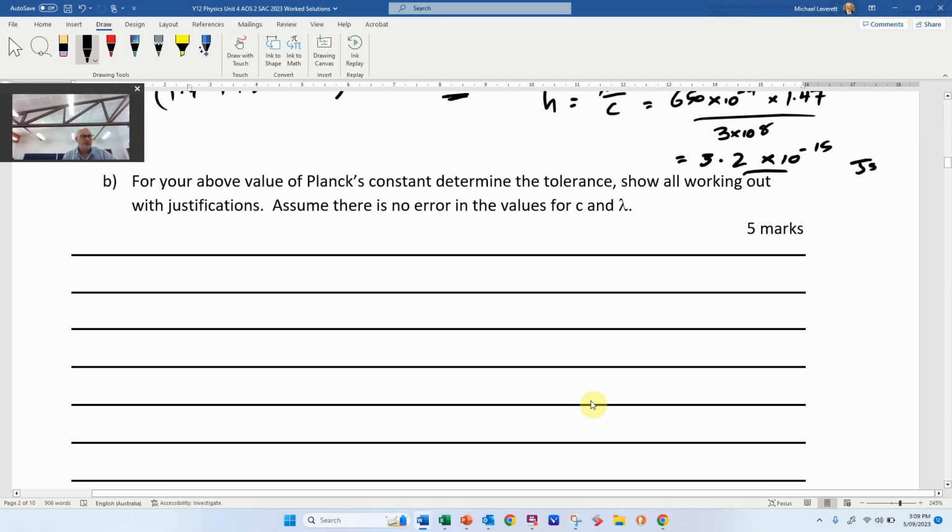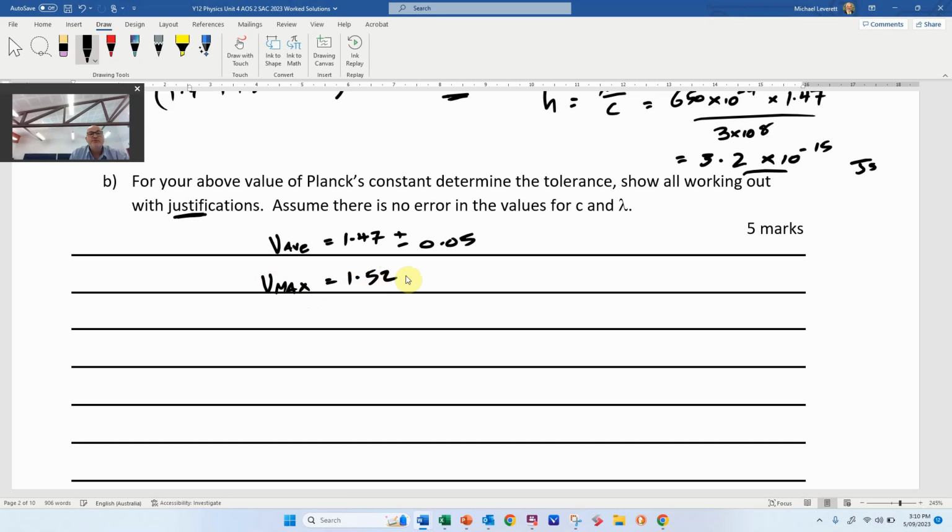For the above value of Planck's constant, determine the tolerance. Okay, so a couple of ways you could have gone about this one. You could have used, well, anything as long as you justify. So one of the options, if we used V average equals 1.47 plus or minus 0.05 of a volt, which means you've got a V max. This is 1.52 volts. V min equals 1.42 volts.